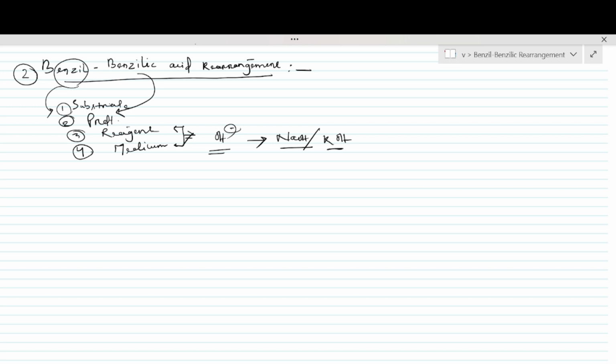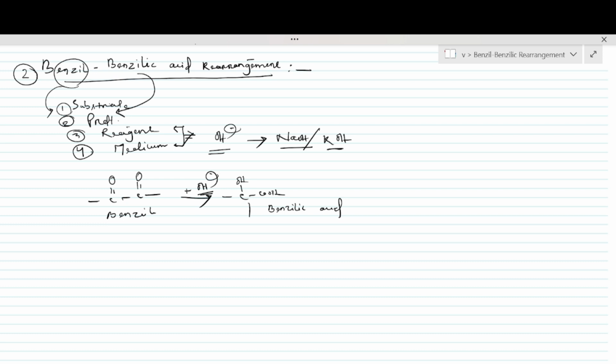So what is the general structure of benzil? Benzil is otherwise known as an alpha diketone. This is the general structure of benzil. Okay, and what is the general structure of benzilic acid? The same carbon containing both a hydroxy group and an acid group is known as benzilic acid. So these conversions happen in the presence of hydroxide ion.